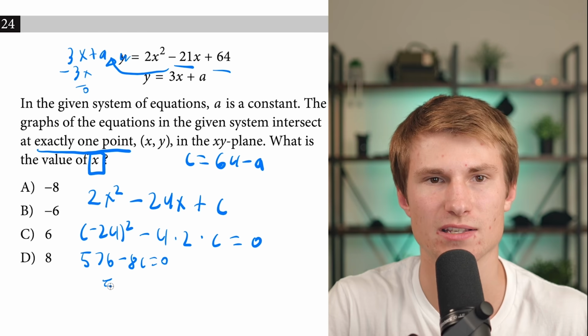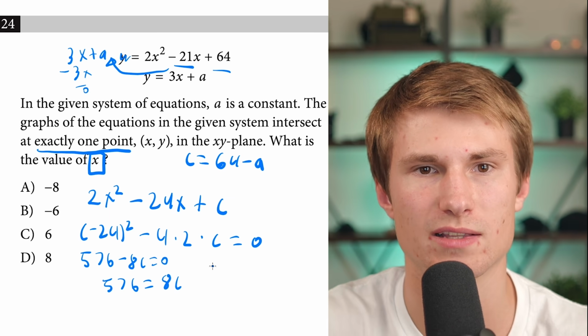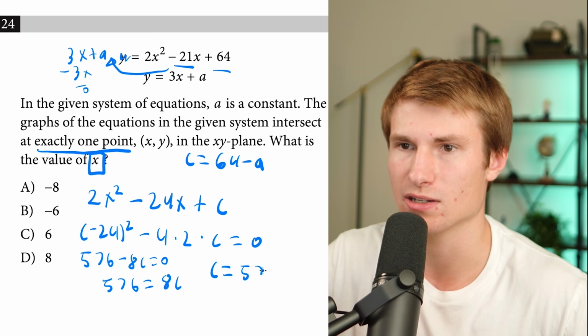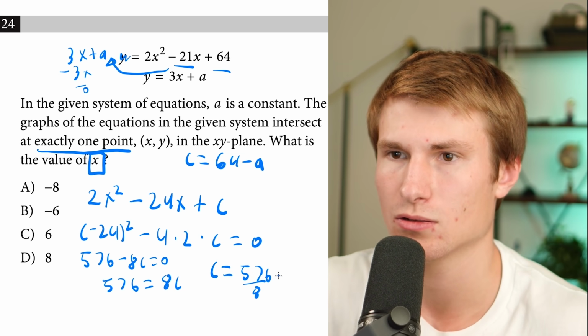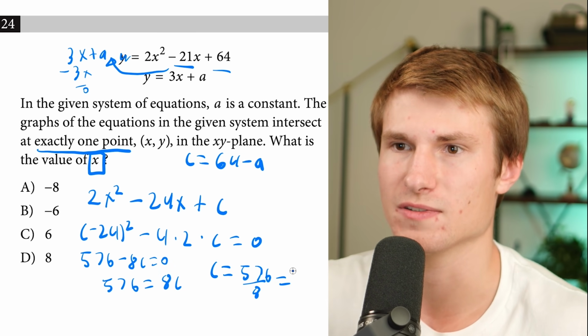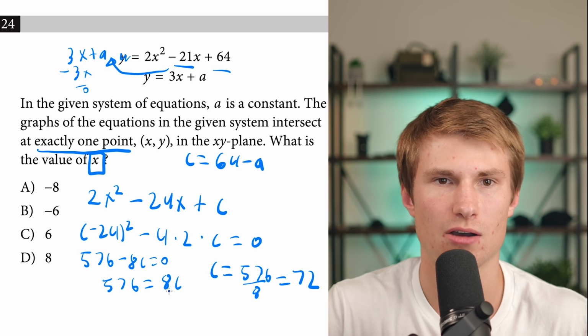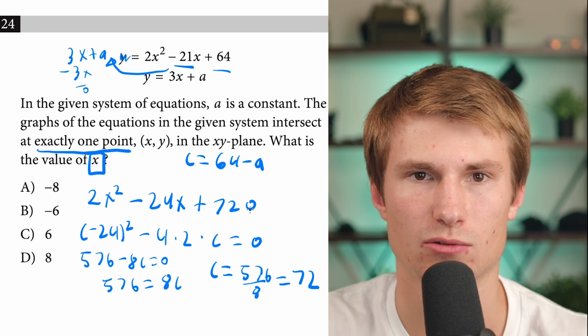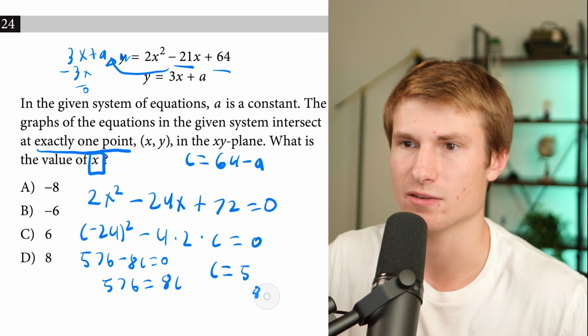We can rewrite this as 576 is equal to 8c by adding 8c to both sides, which therefore means that c is going to have to equal 576 divided by 8, which is going to equal a value of 72. Okay. So now I'm going to go ahead and erase the value of c here. I'm going to put in 72. We'll put in that it equals 0 as well. And then I'm going to erase everything down here.